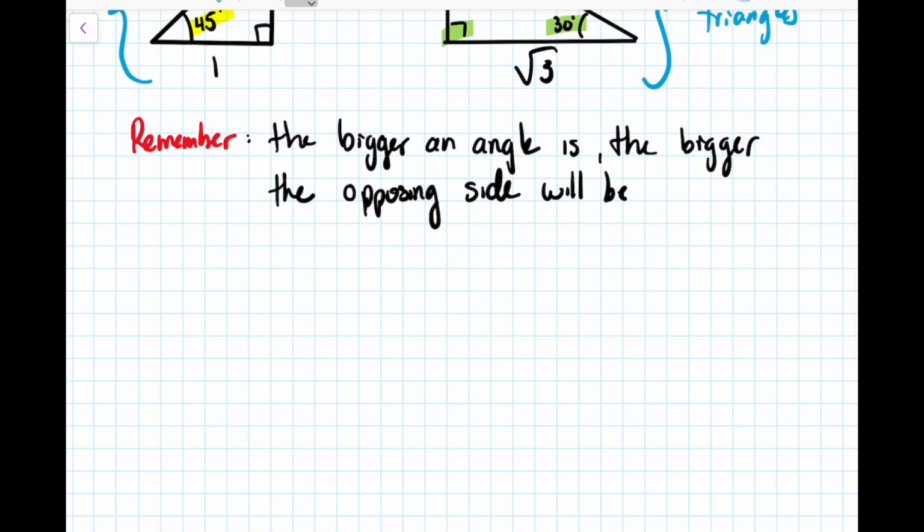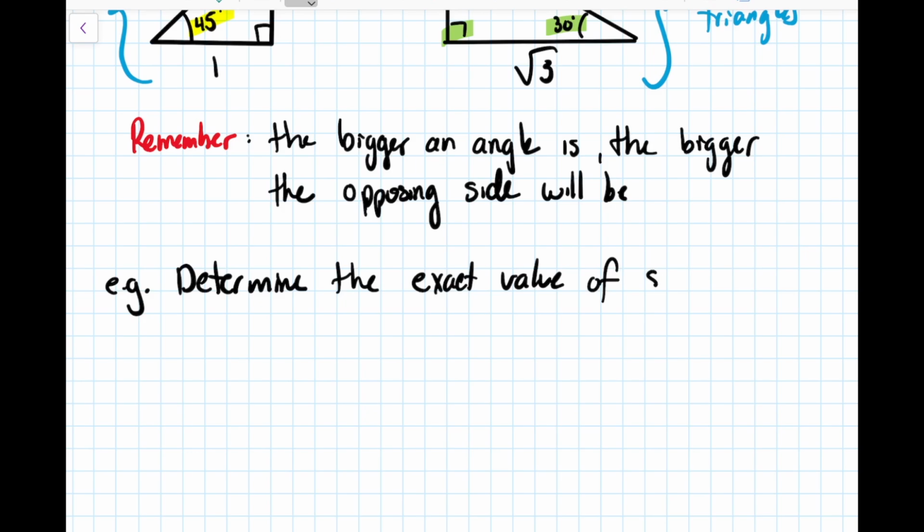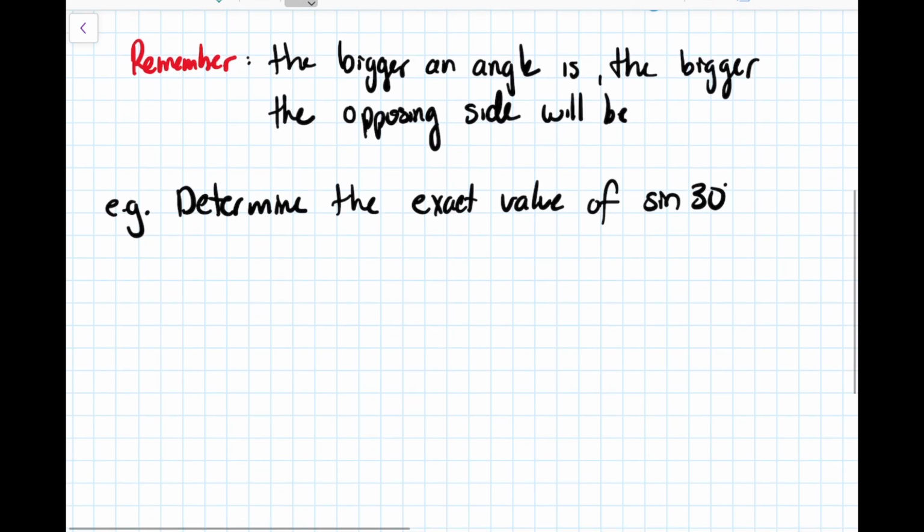So let's try putting this to work. A pretty typical basic question would be something along the lines of: determine the exact value of a trig ratio for a specific angle. So the exact value, let's say, of sine 30 degrees. All we have to do is look at our corresponding triangle, the connected special triangle. In this case, we want the triangle that has 30 degrees in it.